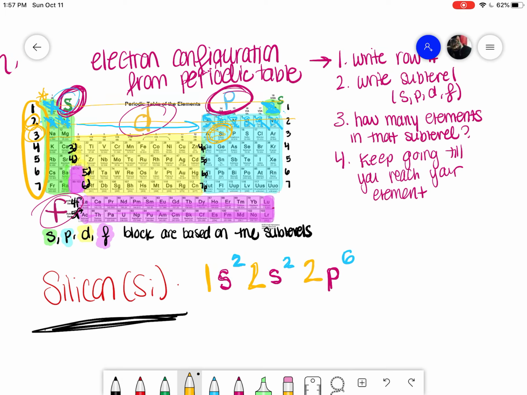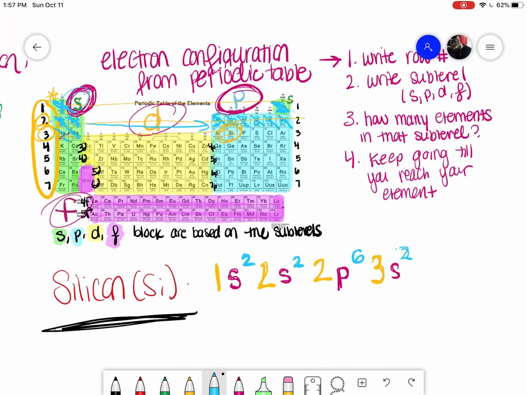Finally, we're on our third row, so you're going to write a 3. Again, the sublevel that we're in, so we're in S again, and how many electrons we go through. There's 2 elements, so that's 2 electrons, and so you're going to write a 2 as an exponent. And then you're going to go over to the 3p. So we're still in row 3. We're now in the P section.